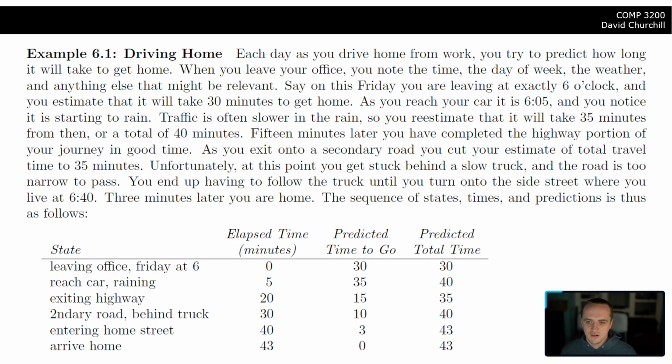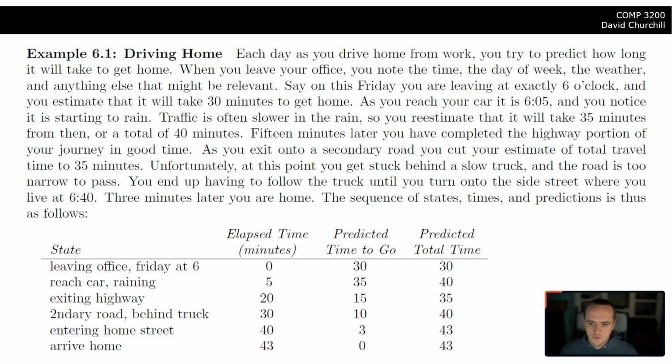15 minutes later, you've completed the highway portion of your journey in good time. As you exit onto a secondary road, you cut your estimate of total travel time to 35 minutes. Unfortunately, at this point, you get stuck behind a slow truck and the road is too narrow to pass. And you end up having to follow the truck until you turn onto the side street where you live at 6:40. 3 minutes later, you're home.